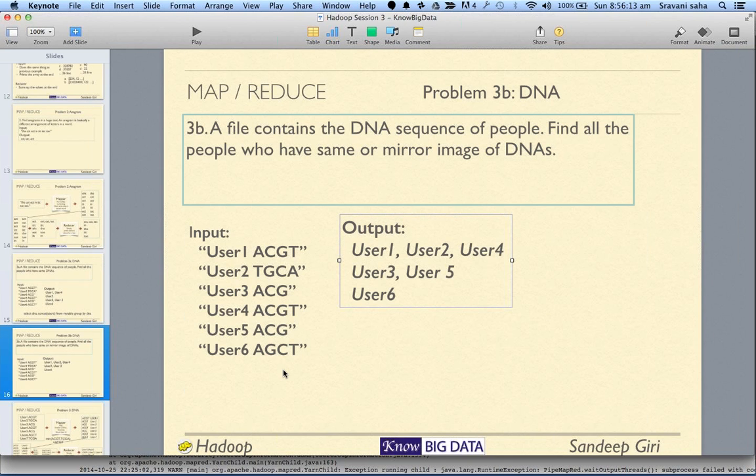How would you do that? So is the problem statement clear? What should your map function do to make the keys such that all these people with the same DNA or exactly opposite DNA, or reverse DNA, should come together? How would you find out such people whose DNA is either the same or exact reverse? So how do you solve this problem? Anyone?